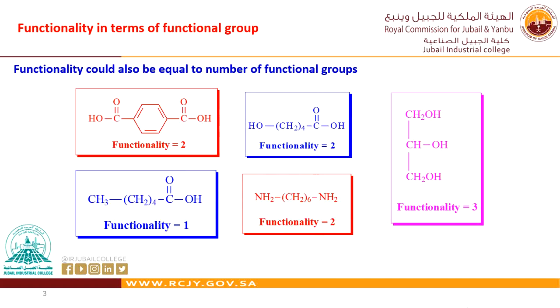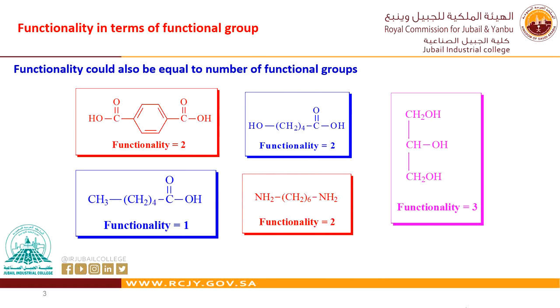So functionality can be defined in terms of a carbon-carbon double bond. If you have one carbon-carbon double bond, the functionality is equal to 2. If you have 2 carbon-carbon double bonds, functionality equals 4. But in terms of functional group, the functionality is equal to the number of functional groups. One functional group means one functionality. 2 functional groups means 2 functionality. And then it continues.